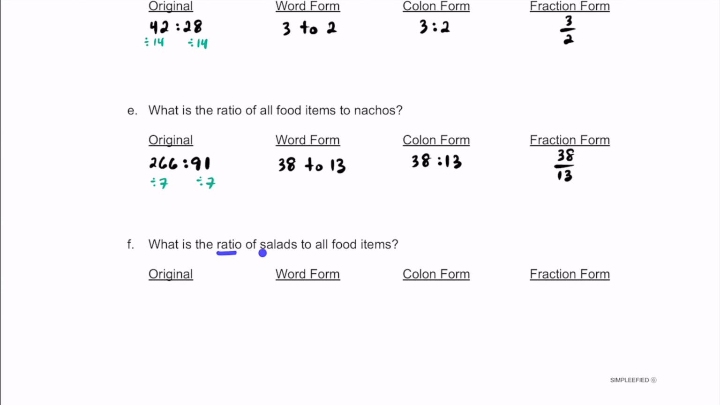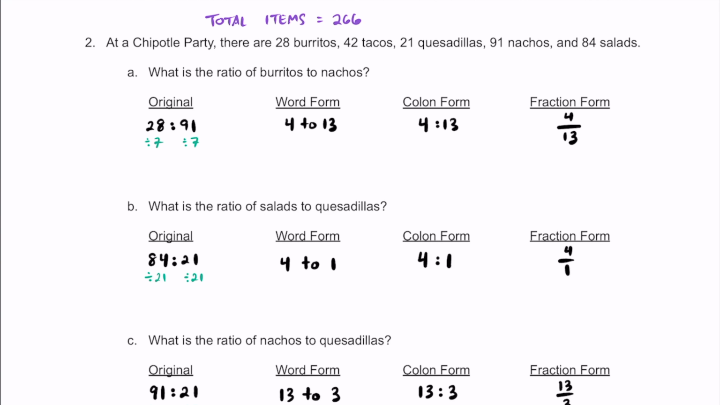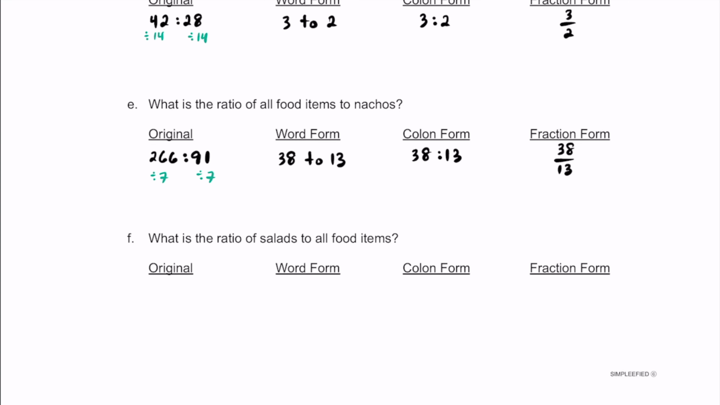Okay, so we have one final one here to try together. We have the ratio of salads to all food items. So good thing we already know all the food items is 266. But what about how many salads there are? So it looks like there are 84 salads, and we know there are 266 total items. So let's write the ratio of 84 to 266, right? That'll be our original ratio. Now 84 and 266, what do they have in common? I think we could divide both of these by 14.